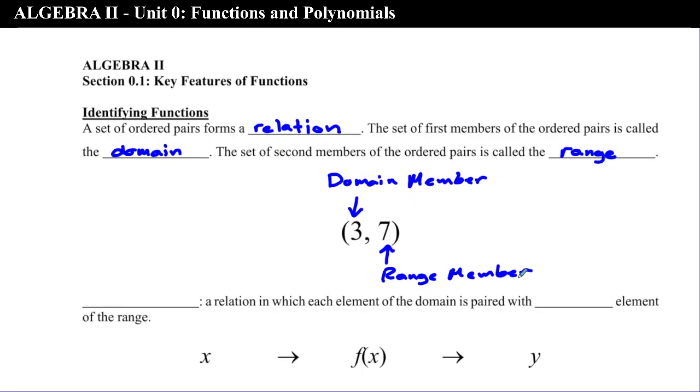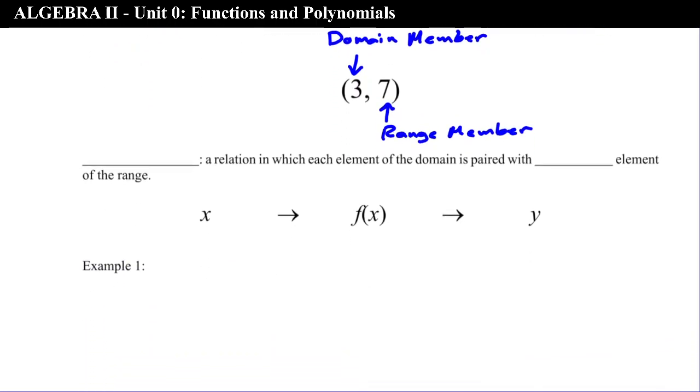Now let's talk about functions. Functions are made up in a special way. You can't just say any graph that you have is a function. There's a very specific definition of what a function is. A function is a relation in which each element of the domain is paired with exactly one element of the range. So we can only have one y value go to one x value, or I should say the other way around, one x value go to one y value.